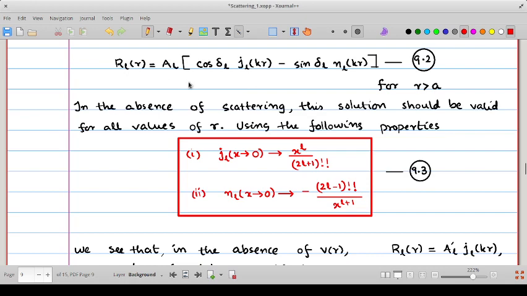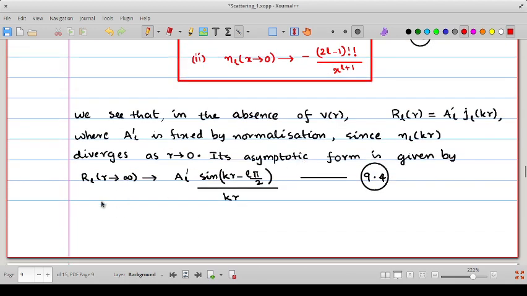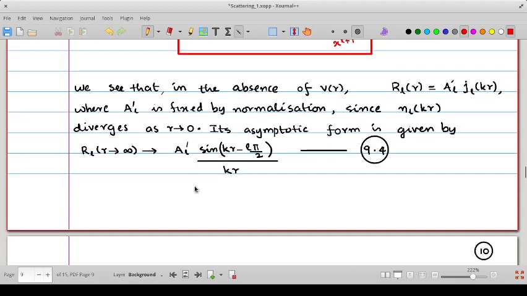And R_l(r) should have the form given by A_l cos δ_l j_l(kr) as r tends to 0, which we can replace using the asymptotic form of j_l given by this equation. When we do that, as r tends to 0, the solution should have the form A'_l sin(kr − lπ/2)/kr.